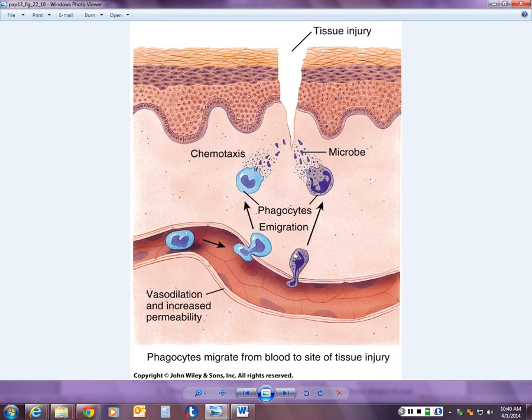Secondly, we get swelling or edema. The swelling or edema results from the additional filtration of fluid into the surrounding tissues. So that extra fluid causes swelling. Thirdly, we have pain. The pain results usually from cytokines that are released and that affect nearby nerves. So pain.